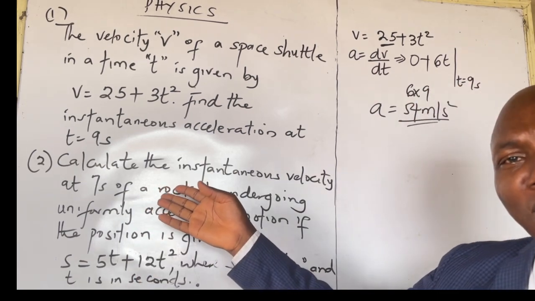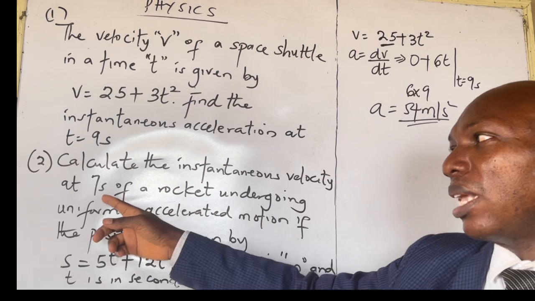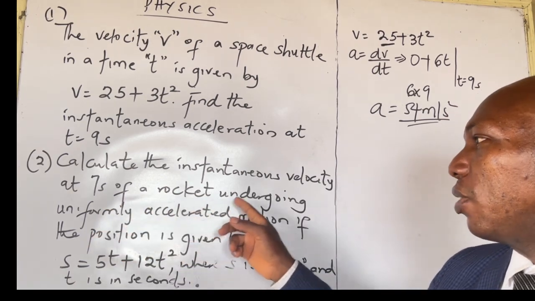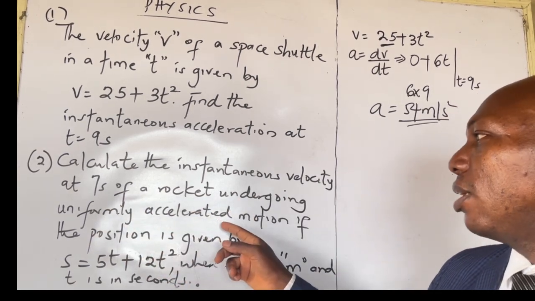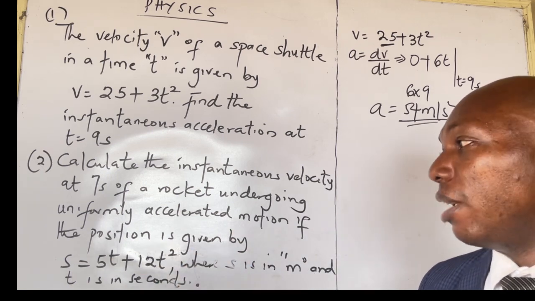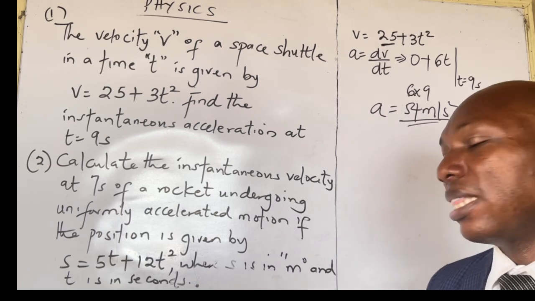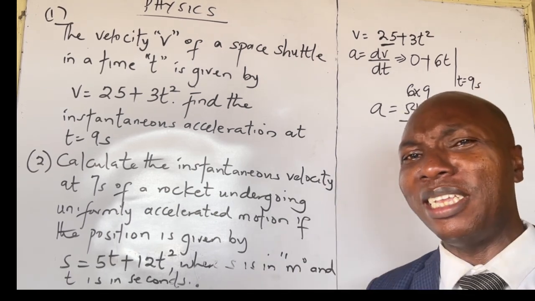I want to see your understanding of the concept I've just done, by solving the second question. Calculate the instantaneous velocity at 7 seconds of a rocket undergoing uniformly accelerated motion, if the position is given by distance s equals 5t plus 12t squared, where s is in meters and t is in seconds.